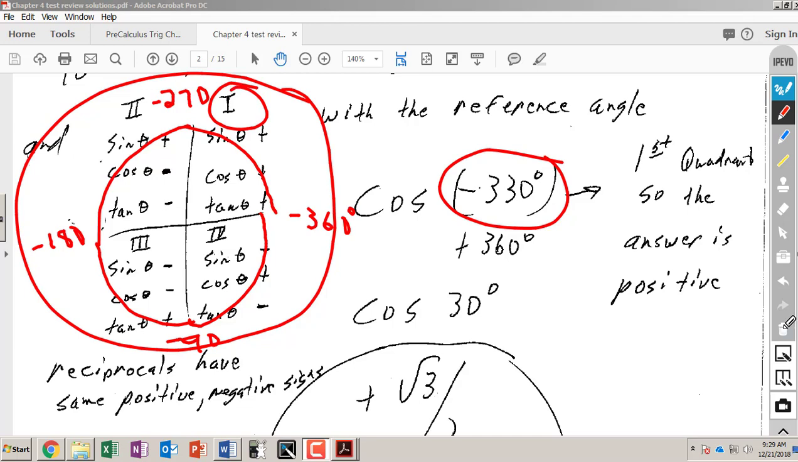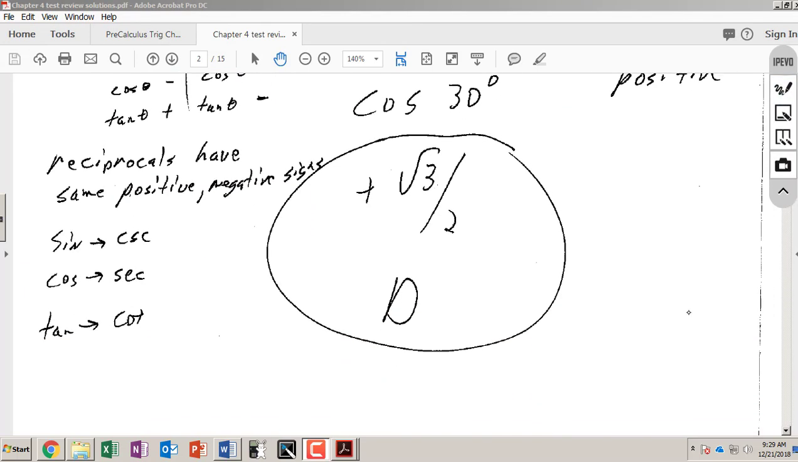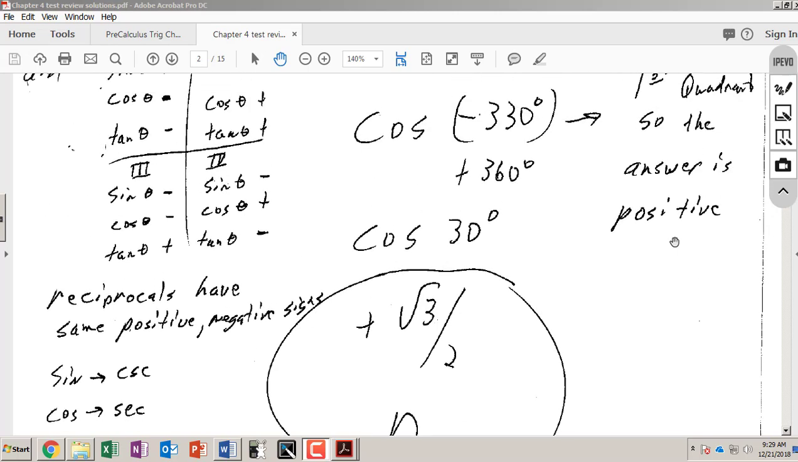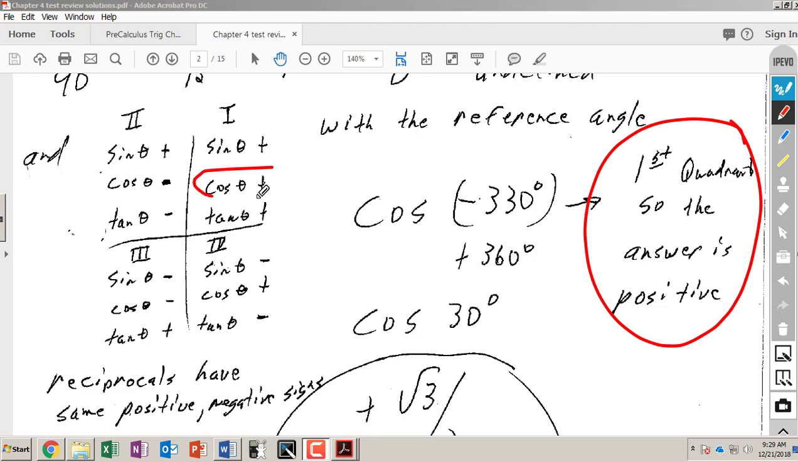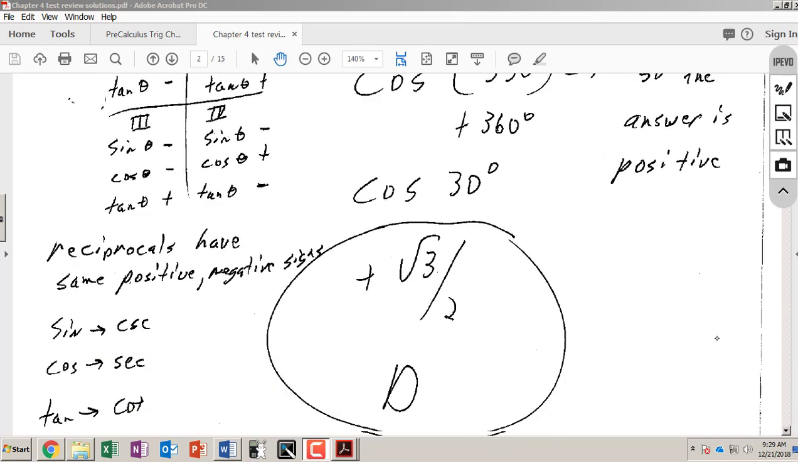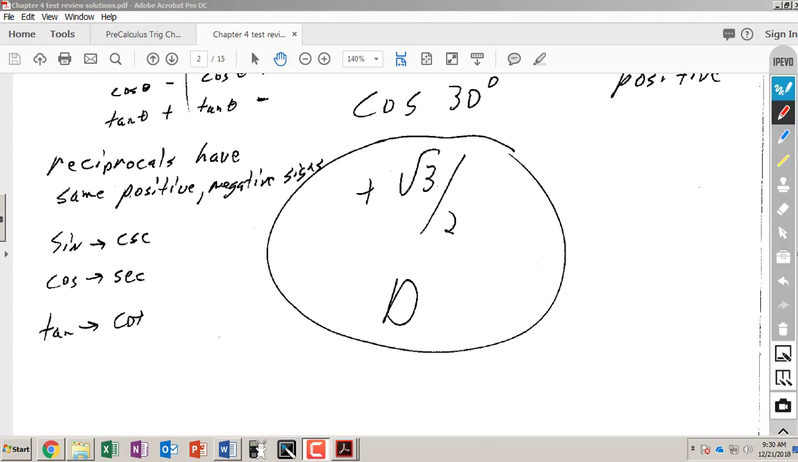So since it's in the first quadrant, you're going to notice that I write right here that it is in the first quadrant. And in the first quadrant, my cosine is positive. So that answer is going to be positive square root of 3 all over 2, which matches the answer of D.